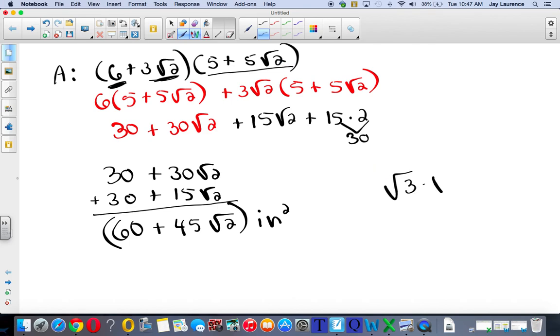Rad 3 times rad 3, 3. You can say rad 9, but the best answer is 3. Go right for the 3. Rad 18 times rad 18, 18. Then, of course, you have to multiply that by what you got when you multiply the coefficients.